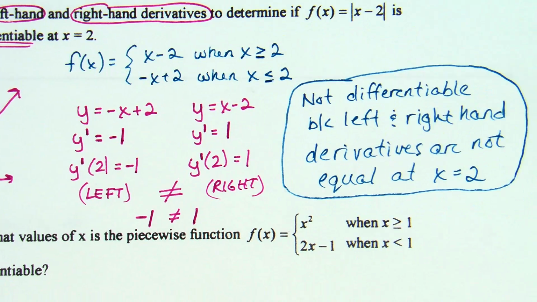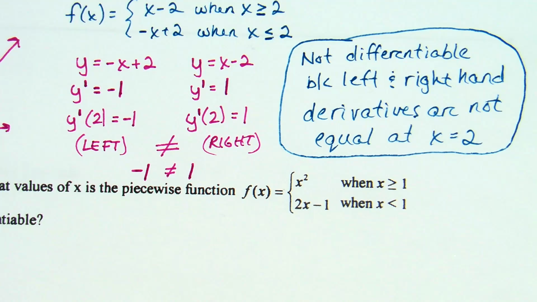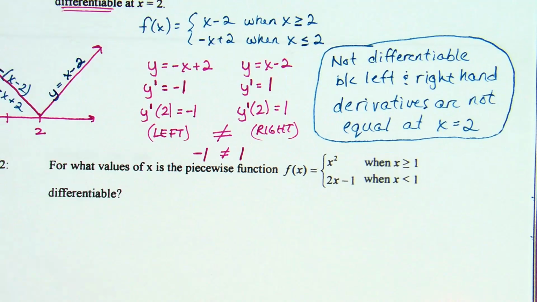Okay, and I know, yes, you guys knew exactly what that graph looked like. There was no question really there because you knew that was a hard point, but there's kind of the work behind it. Okay, so those derivatives have to be equal for it to be differentiable. So, let's look at example 2. For what values of x is the piecewise function differentiable?